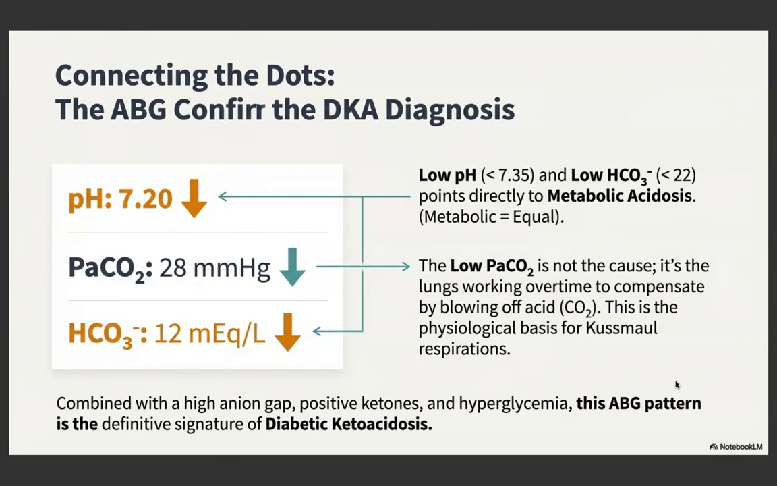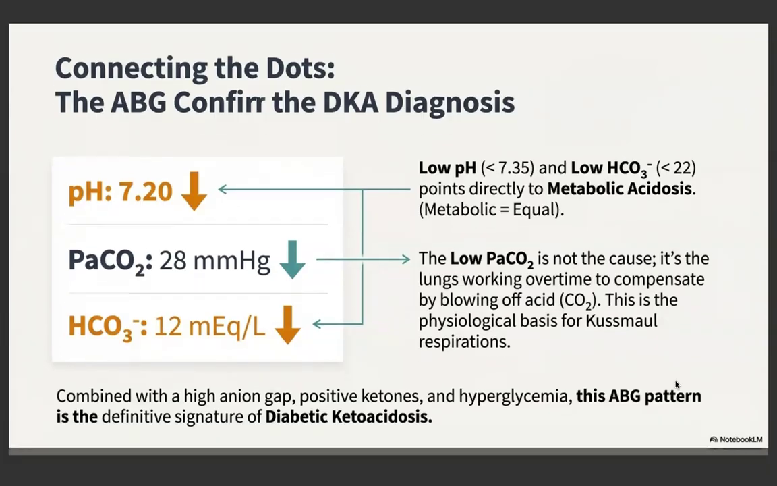And then in this case, their PaCO2 is still within a normal range. It has lowered itself, but it's still within normal range. So because the other two numbers are more out of range, we know that it's going to be metabolic acidosis.